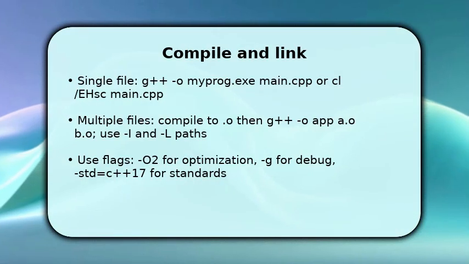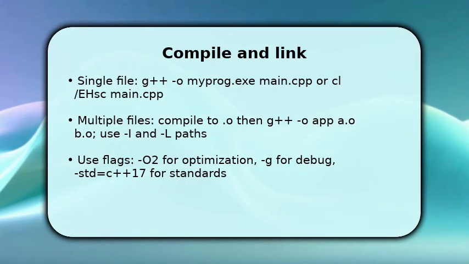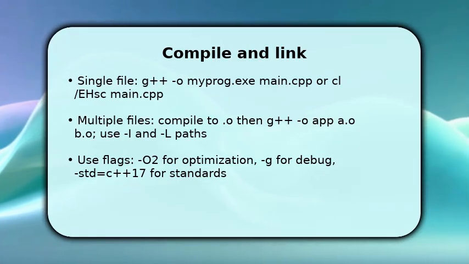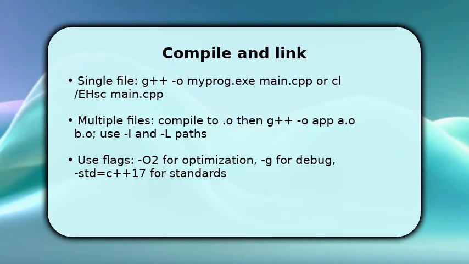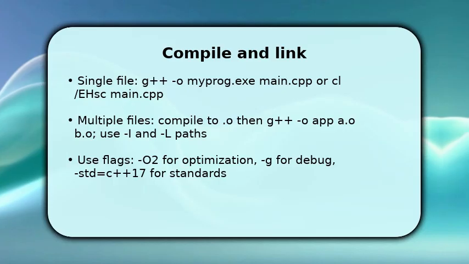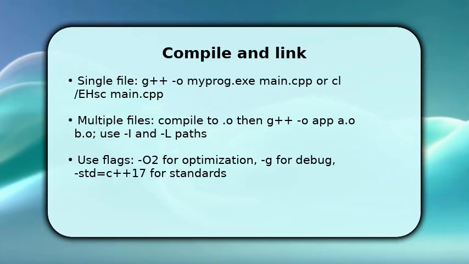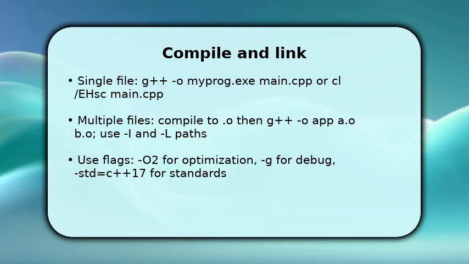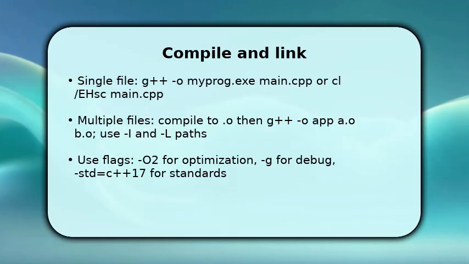Now compile and link. For a single file, use g++ -o myprog.exe main.cpp or Microsoft cl /EHsc main.cpp. Once you have multiple sources, compile each to object files, then link them together: g++ -c a.cpp and g++ -c b.cpp and g++ -o app a.o b.o.